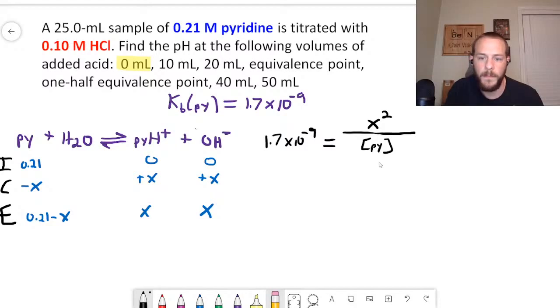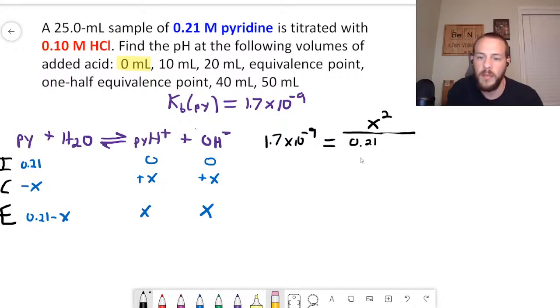Simplify that down. And then the concentration of pyridine, well, that's 0.21 minus x, right? And then we can employ the x is small approximation. We're going to assume that this x here is much smaller than 0.21 and can be ignored from this part of the equation. So I'm just going to strike that out. And then what are we left with?